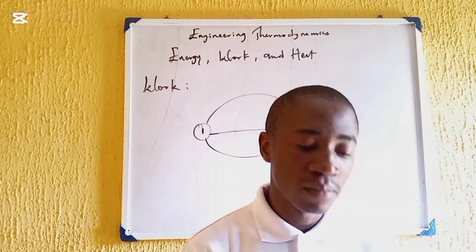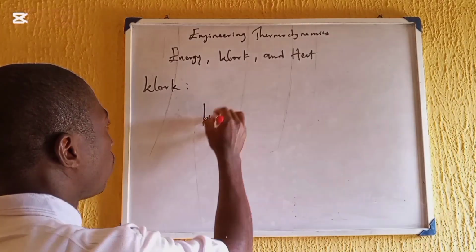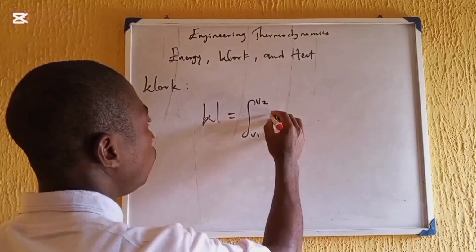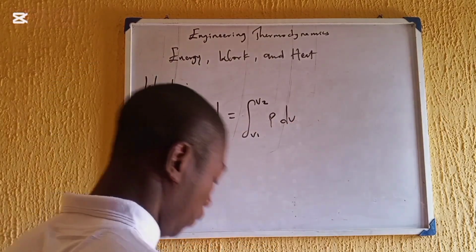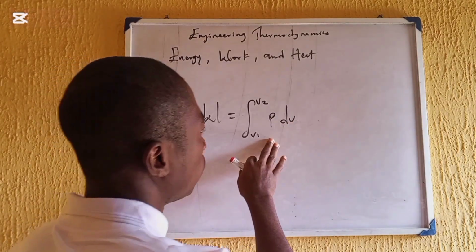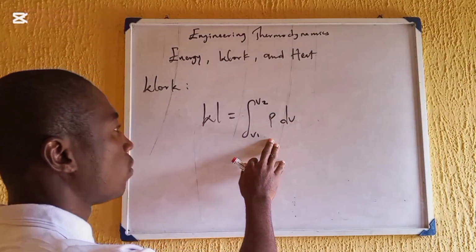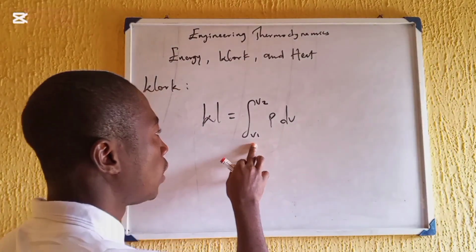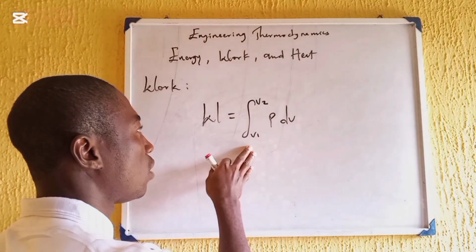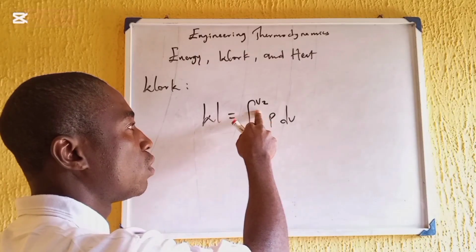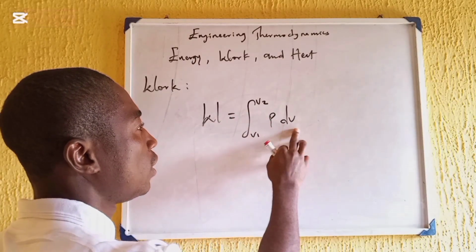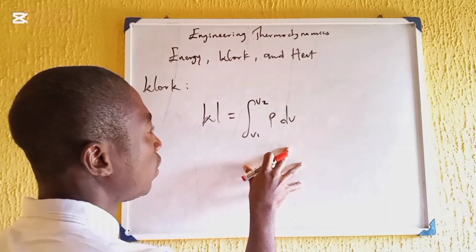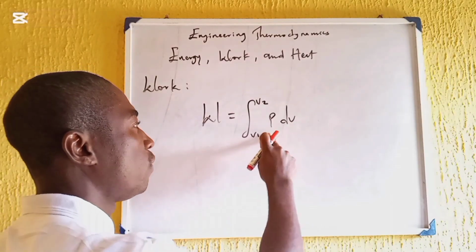Then work done on the system is what? Is negative. So generally, work is equal to integral V1 to V2 of P dV. Here, P is the pressure of the system and V is the volume of the system. So V1 refers to initial volume, V2 refers to what? Final volume. dV here is elemental volume.